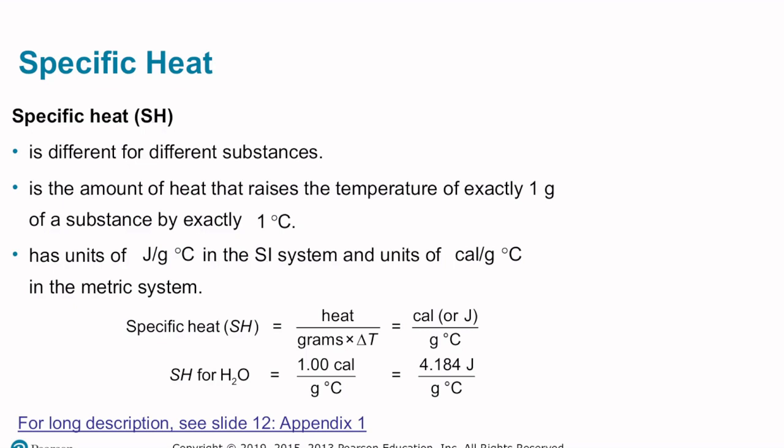Specific heat, represented in this text as SH, but often in other texts as C sub S, is different for different substances and is specific to that substance. Specific heat is defined as the amount of heat required to raise the temperature of exactly 1 gram of a substance by exactly 1 degree C. Specific heat has units of joules per gram degree C in the international system and calories per gram per degree C in the metric system. So we see here that the specific heat for water is 1 calorie per gram per degree C and 4.184 joules per gram per degree C.